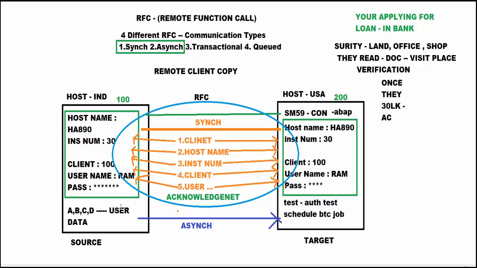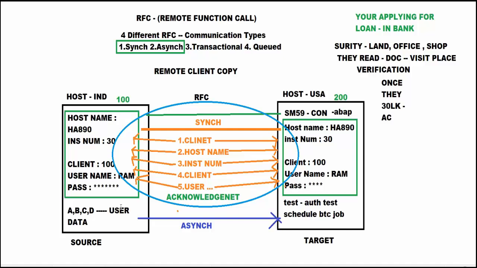So you can assume that the first step is the synchronous method and the second one is asynchronous. In the first step, the synchronous way, they checked all your documentation and got the acknowledgement that you have maintained everything fine documentation-wise. Then they release the amount to your bank in the asynchronous method. That means after the acknowledgement, in asynchronous communication they don't require it.